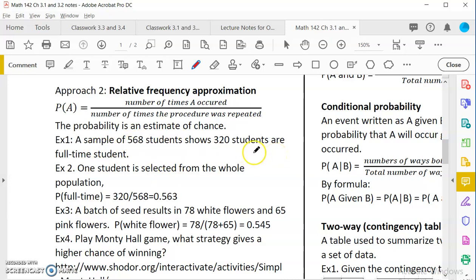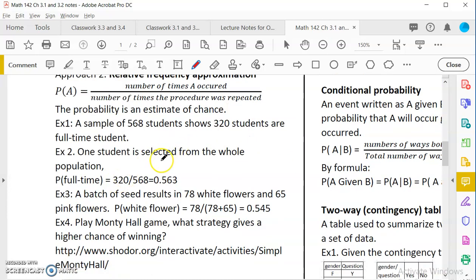Out of those, 320 students are full-time students. If you are to select one from the whole population of students, you see how they did not have the whole population of students. They do not count how many are full-time, so they use a sample and they use it to estimate. So out of the 568, you have 320 that are full-time. So if you do the relative frequency of full-time, that would be 320 over the total.